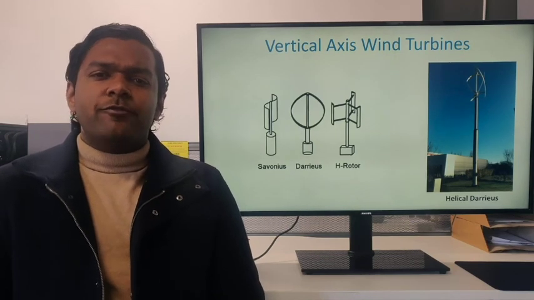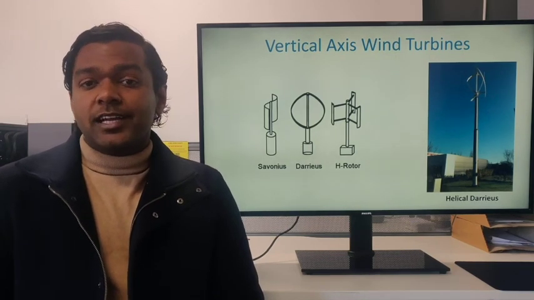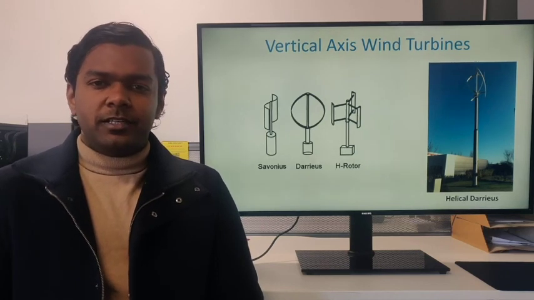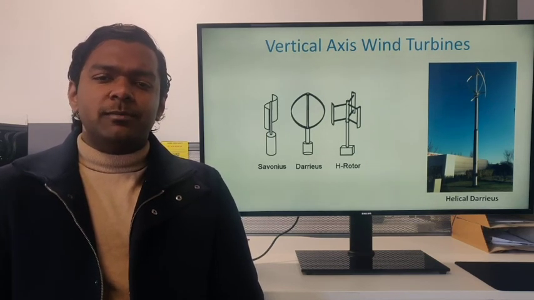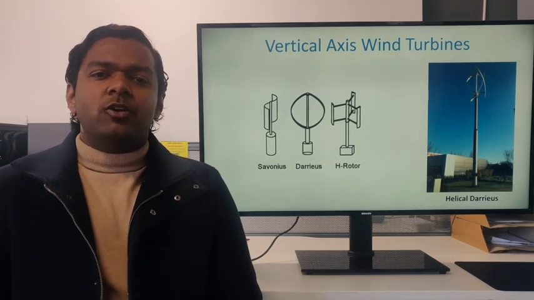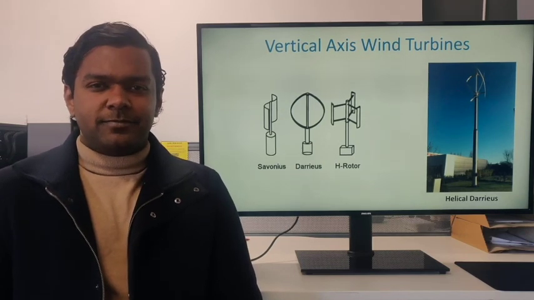In my research, I focus on improving the technology behind vertical axis wind turbines in the urban environment by using software which can simulate the aerodynamic performance and noise generation of such wind turbines.